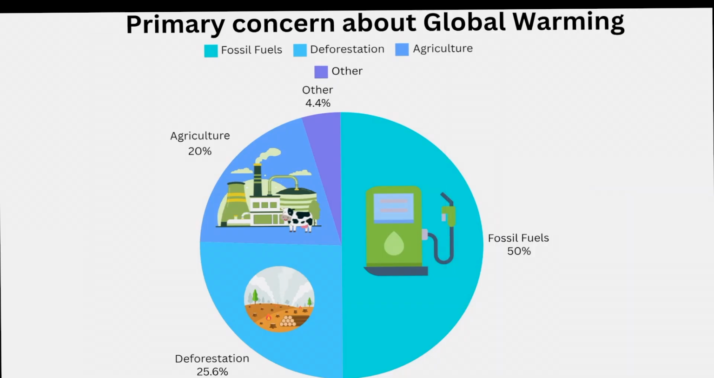Now let's look at pie charts. Pie charts show the proportion of each category as a slice of pie. It's like cutting up a pizza, where each slice represents a different issue. In our example, the biggest slice is fossil fuel consumption, followed by deforestation, industrial agriculture, and the other category. Remember, the pie chart must include 100% of the data. The circle represents the entirety of the dataset.